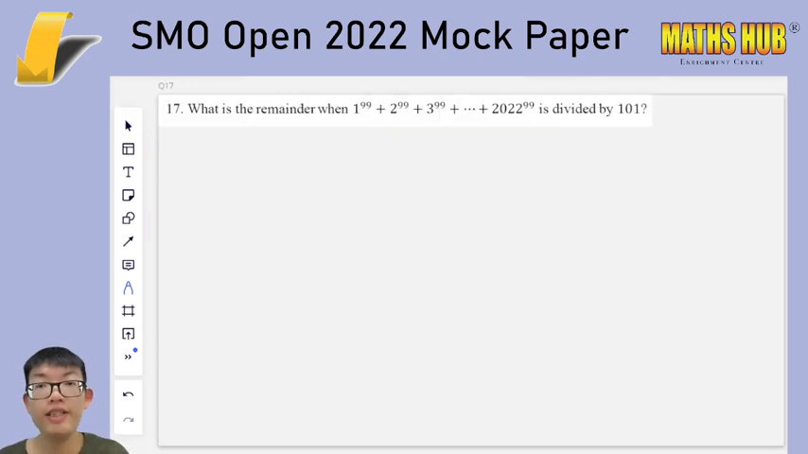Alright, question 17. What's the remainder when this sum of 99th powers is divided by 101? Now, this is not really very difficult, surprisingly enough, as long as you know some ideas for modular arithmetic. Take note first that 101 is prime, so we are not going to simplify this any further, nor indeed do we want to.